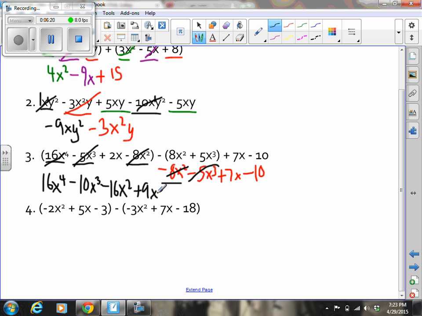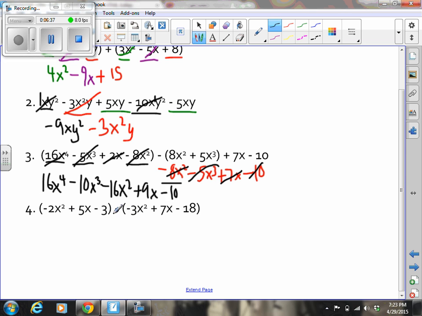And my only constant term is the negative 10. So I combined 2x and 7x to give me 9x. And then my constant term was negative 10, and that's the only one. He didn't have a buddy, and that's okay.